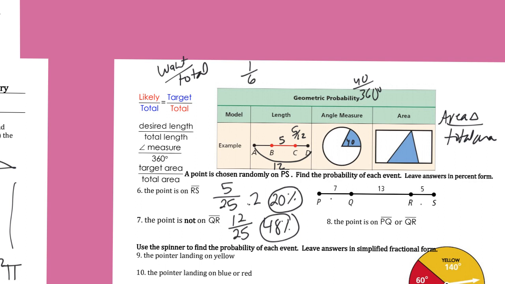The last one says, what is the probability that that point is on PQ or on QR? Okay, so these two on the left. Well, the length of that segment that we're wanting it to go to is 20 over the entire length, which is 25. So it's what you want out of the total. You could reduce it if you leave it in fraction form, or in this case, it asks you to divide it. 20 divided by 25 is 0.8, which is 80%. So there's an 80% shot that you're going to get it in those two segments.